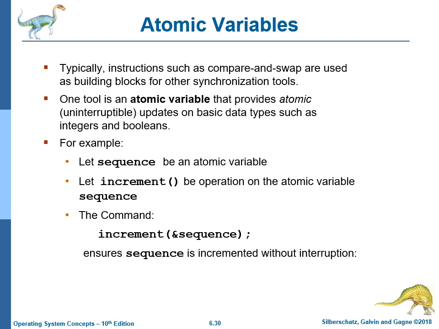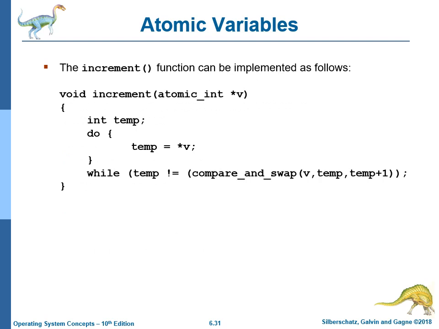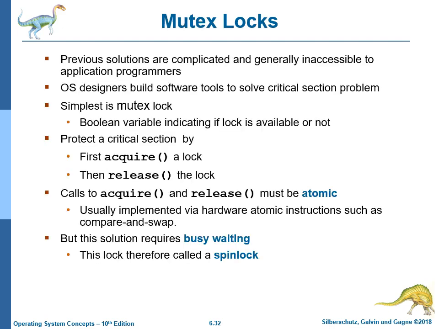So typically, instructions such as compare and swap are used as a building block for other synchronization tools. Another tool is what we call an atomic variable, which provides atomic, uninterrupted updates on basic data types. With an atomic variable, we have variables here that will compare and swap, and then return the variable. Alright, so that was the hardware part.